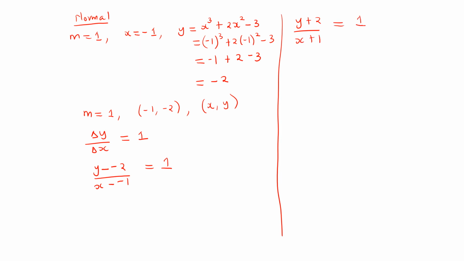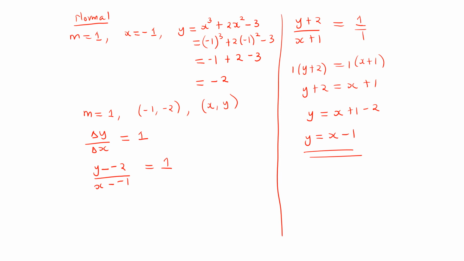So we can put 1 over 1 and then we cross multiply. So 1 multiplied by y plus 2 is equals to 1 multiplied by x plus 1. So 1 by y gives us y, 1 by 2 gives us 2, 1 by x gives us x, 1 by 1 gives us 1. So we take positive 2 to the other side of the equation, becomes negative. So we have y is equals to x plus 1 minus 2, which we end up with y is equals to x minus 1 as the equation of the normal to the curve.